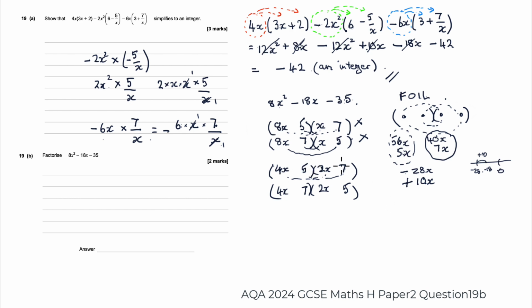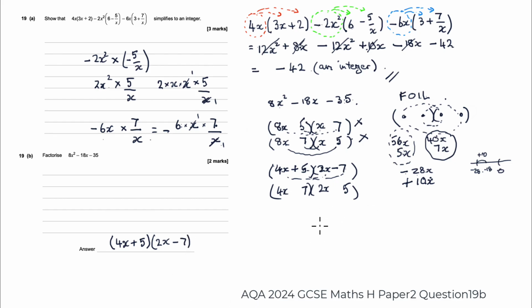So we go back to this and we say, okay, it's positive 10x. There's the 10x. Positive 5 times the positive 2x. Negative 28x. That's the negative 7 times this 4x. And that gives us negative 28x. And you just check that the last terms, positive 5 times the negative 7, gives you the negative 35, which, yes, that's what we were after. So the answer to factorising this is 4x plus 5 times 2x minus 7.